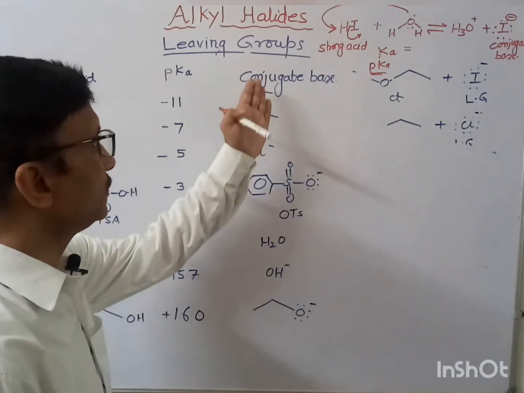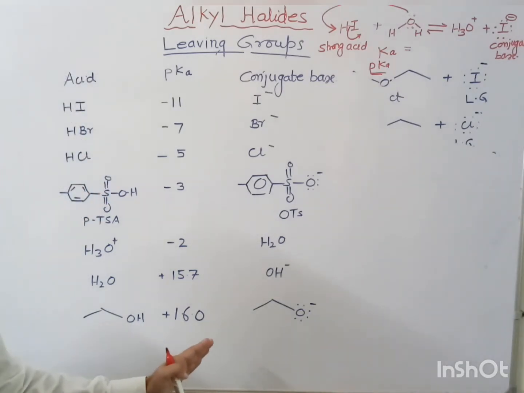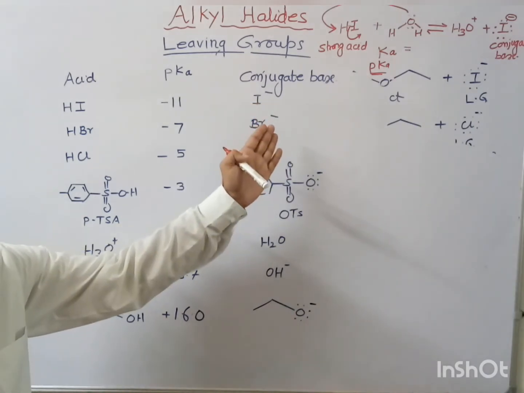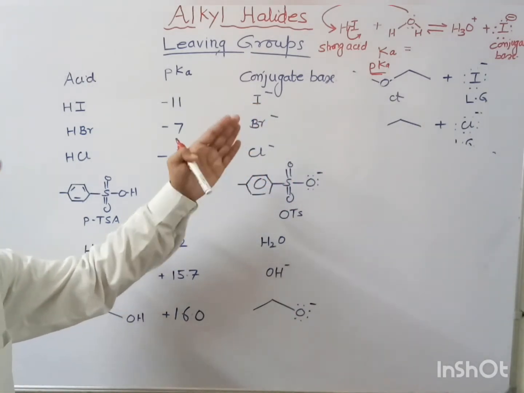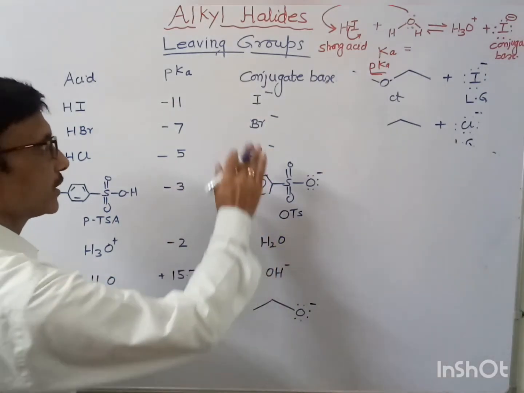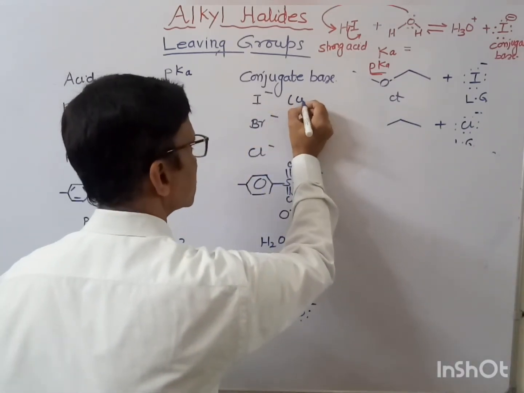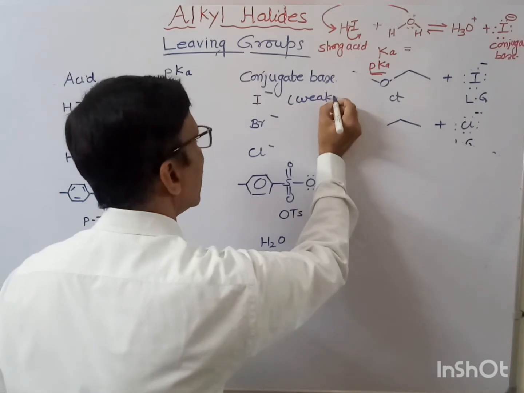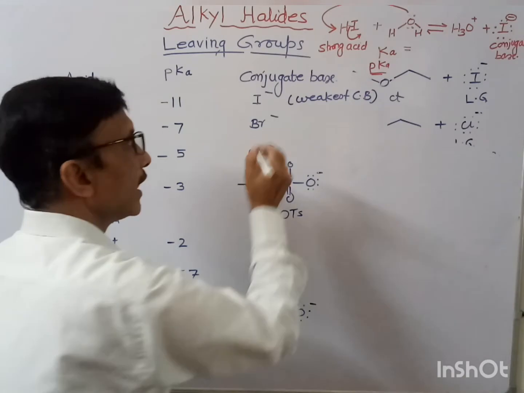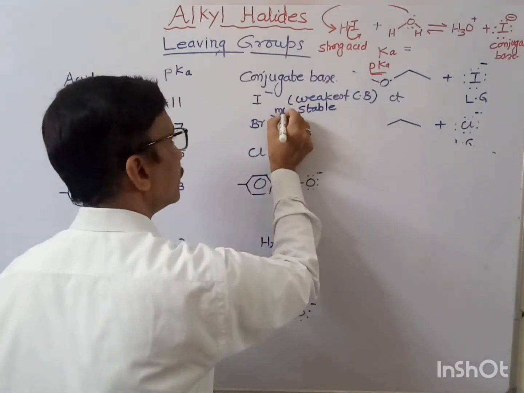Now if you see this pKa chart, the weaker the conjugate base, the better the leaving group. So in this case, this iodide ion is the weakest conjugate base, and it is the most stable leaving group.